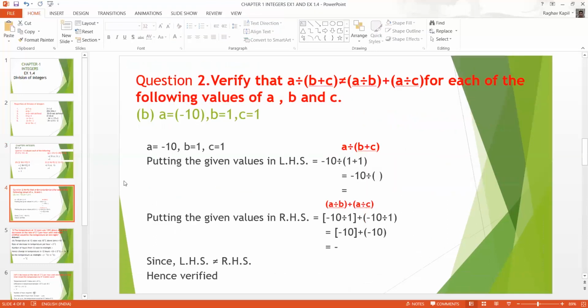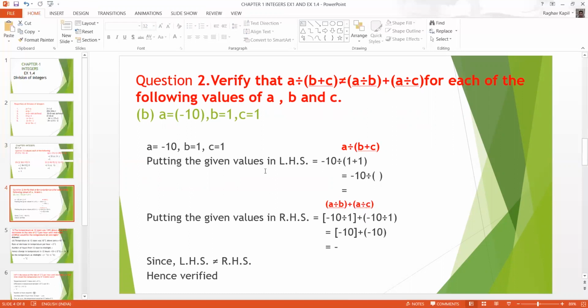Now see the next question. Verify that a divided by (b plus c) is not equal to (a divided by b) plus (a divided by c). This we have already done, according to the property that division is not distributive for integers. And here is the verification. We take a, b, c as three integers, with a as minus 10, b as 1, and c as 1. First we take the LHS part, which is a divided by (b plus c). And what is the value of a? a is minus 10, b is 1, and c is 1.